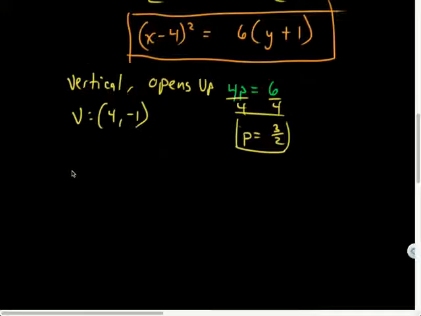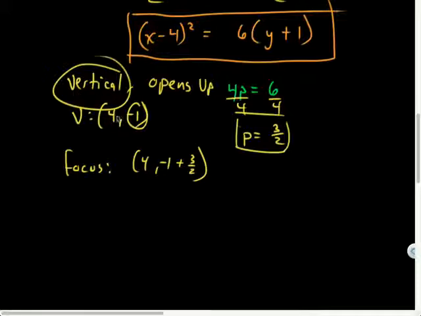I can now find the focus, because there's only one, sorry. So that's going to be 4 comma negative 1 plus 3/2, right? Add p to the y coordinate because of vertical, right? So that's how I'm choosing that.